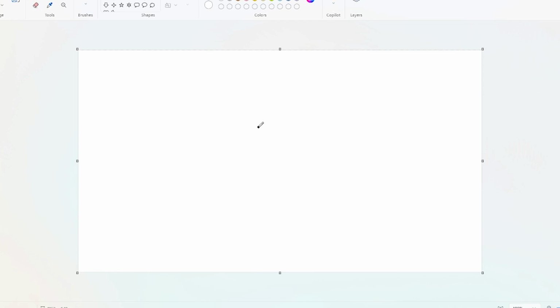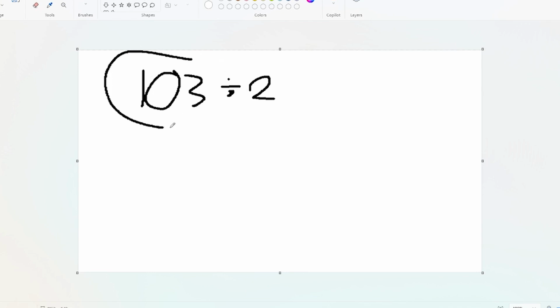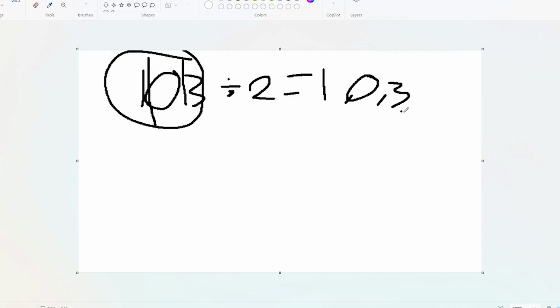All right. Now we're going to get into division. Division can be a little bit complicated, but I'll simplify it. We'll start with 103 divided by 2. We cut this whole number into 2. 1, 2. And the answer will be 1, 0, and 3.